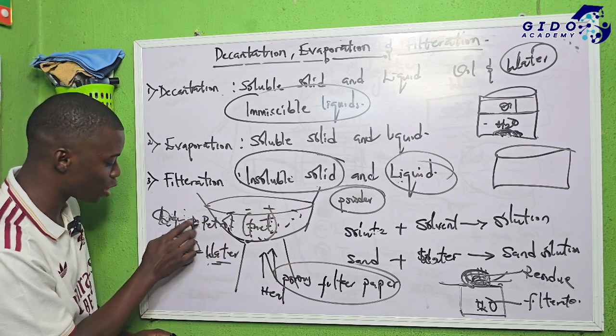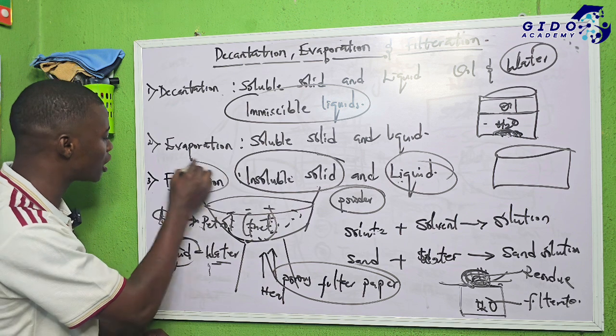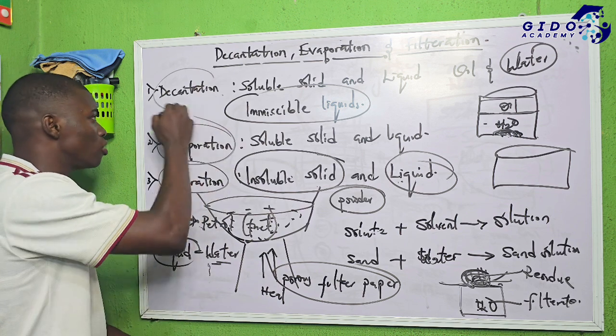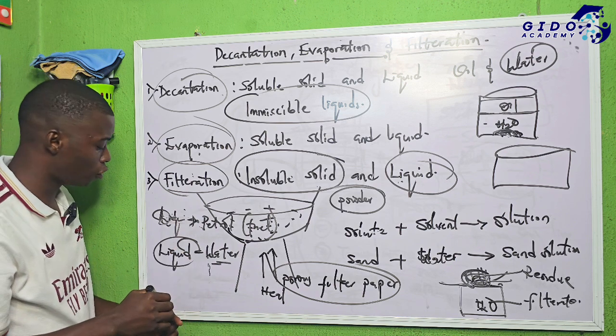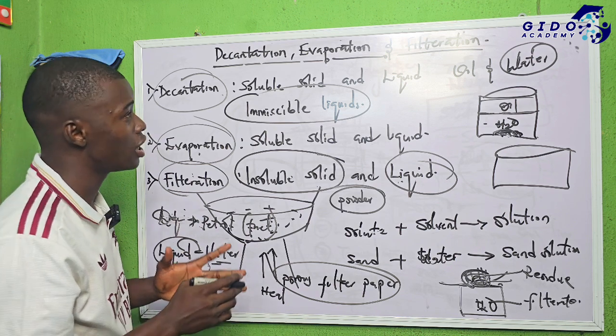Now, if you have to separate petrol from water, which of these three methods are you going to use? Are you going to use decantation? Are you going to use evaporation? Or are you going to use filtration? If you know the answer, please go to my comment section and drop it.